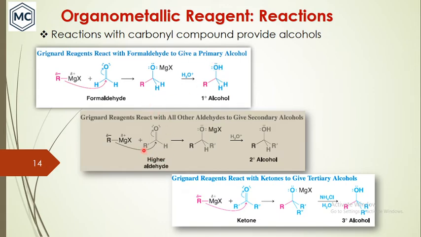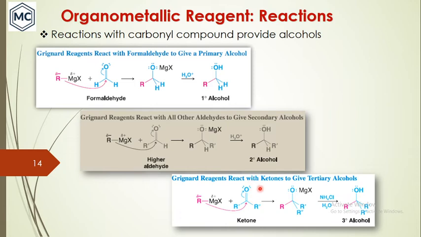Suppose you are using a higher aldehyde, any aldehyde other than formaldehyde, acetaldehyde, propanaldehyde, butanaldehyde, you get a secondary alcohol because you have only 1 hydrogen here. So if you are using formaldehyde, you get primary, and any aldehyde other than formaldehyde, you get the secondary alcohol. So this is a wonderful example for making alcohol out of alkyl halide.